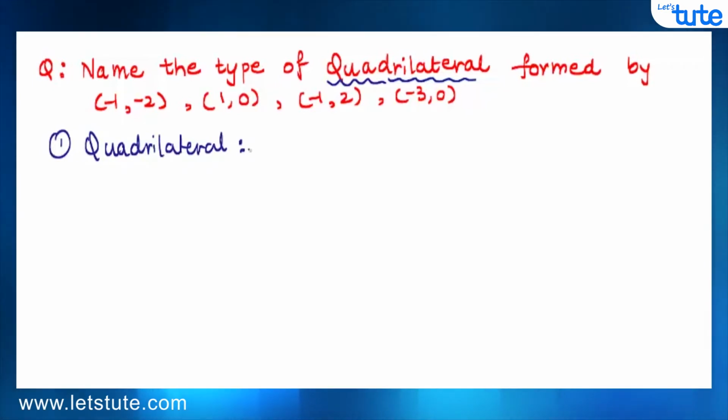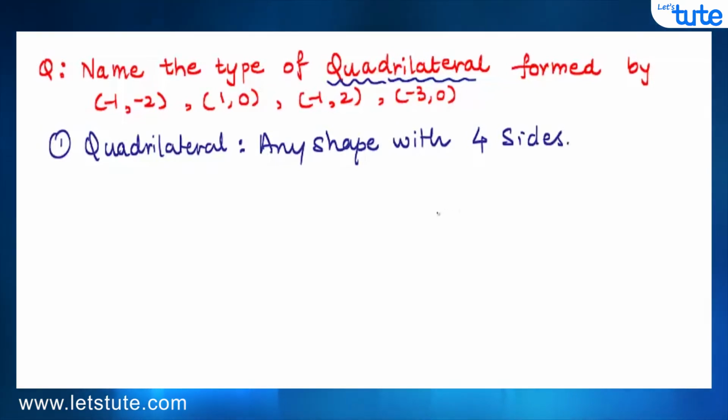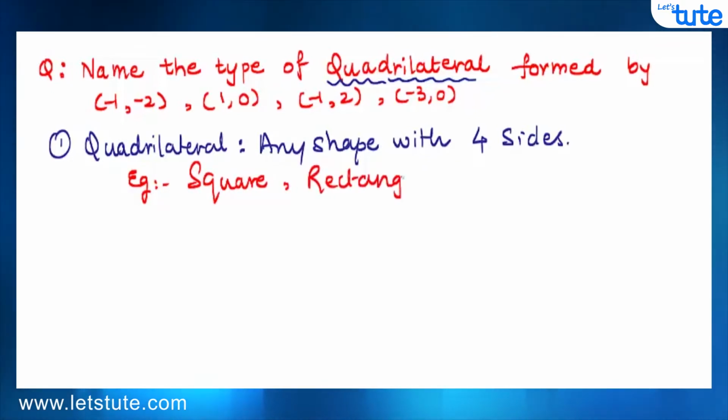Quadrilaterals are any shape with 4 sides. Okay, it's very clear. Quadrilaterals are any shape with 4 sides. Like for example, a square. We all know a square has 4 sides. A rectangle also has 4 sides, correct, etc.